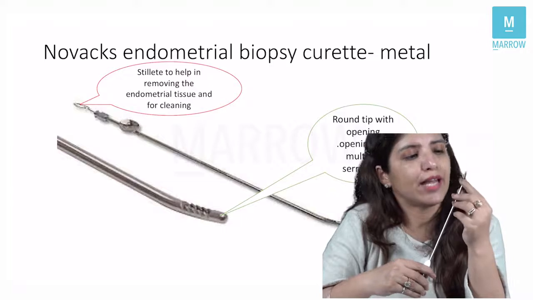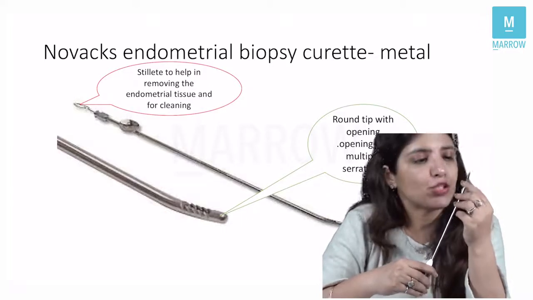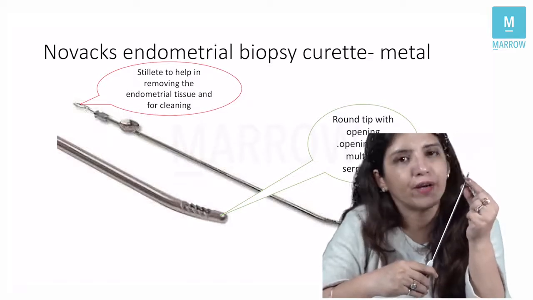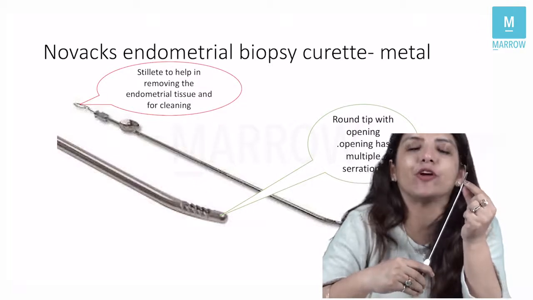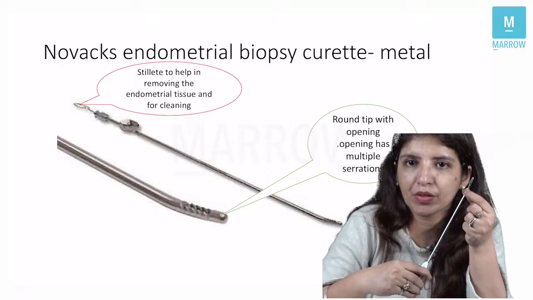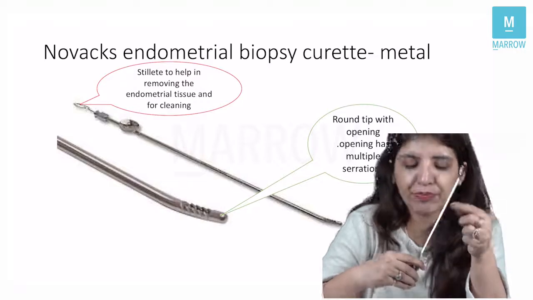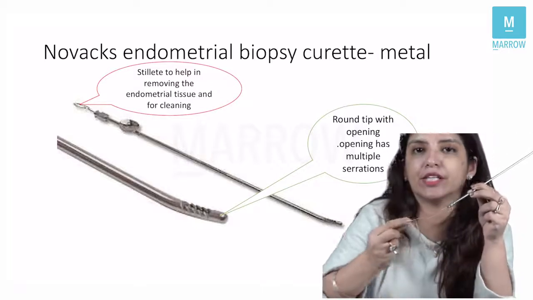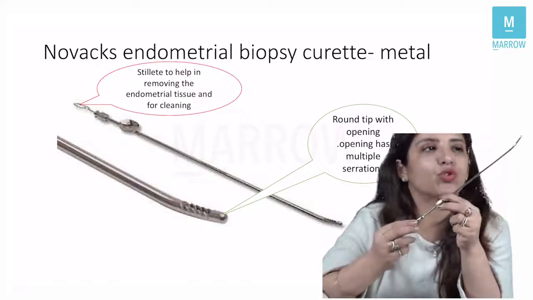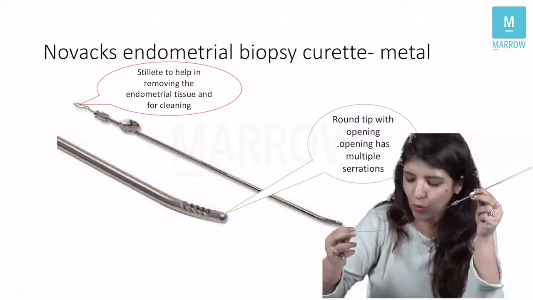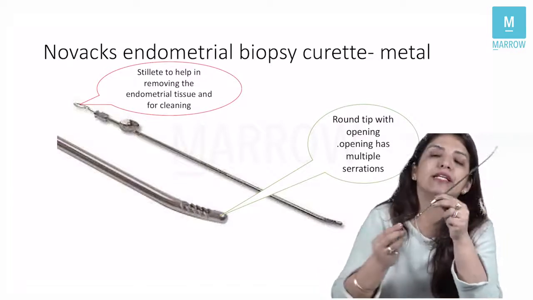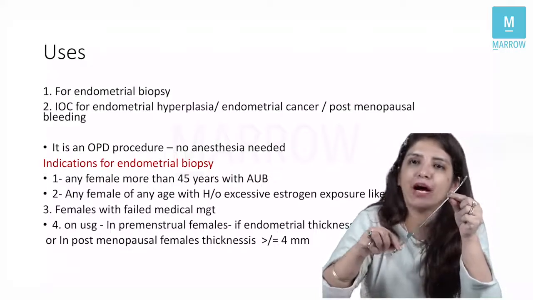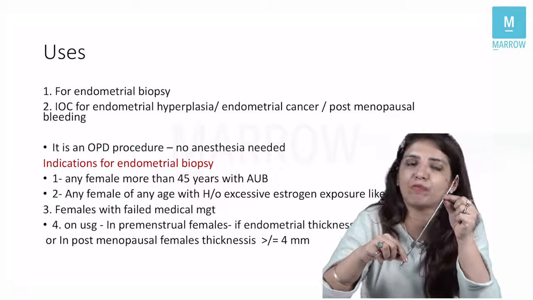Then if you see the distal end, you will see an opening. In this opening, you will see multiple teeth. Can you see the multiple teeth over here? It is in these teeth that the endometrial tissue will come and stick when you are doing the endometrial biopsy. At the proximal end, you have a thumb rest and you have a stylet. This stylet is going to take out the endometrial tissue, and it is also going to help in cleaning the instrument. So this is Novak's endometrial biopsy curette.